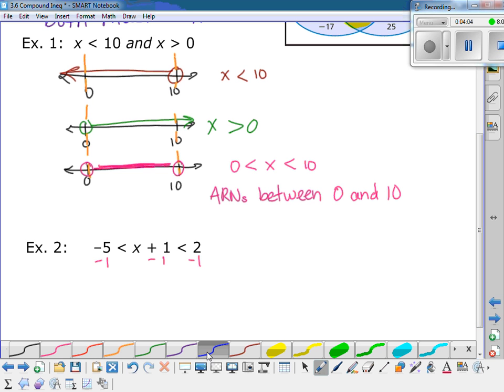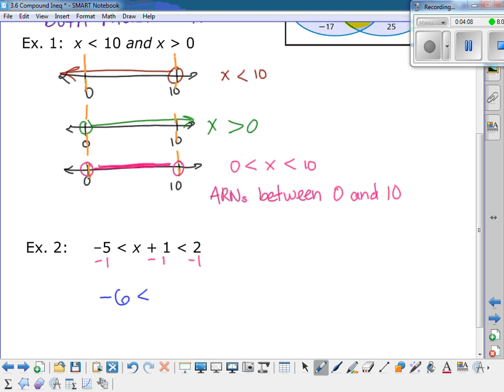And then if I do that, -5 minus 1 is -6. And then I just have x in the middle. And 2 minus 1 is 1. So now I've got all real numbers between -6 and 1. So are we talking about open or closed circles? Open circles on this one. So here's -6, 1. All right, so we're going to have an open circle on the -6 and an open circle on the 1, and it's all real numbers between there.